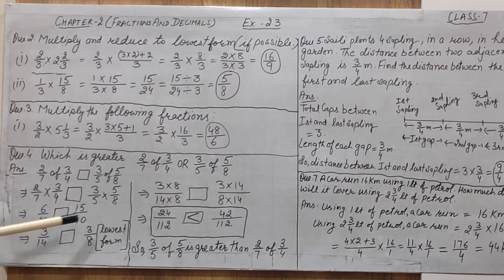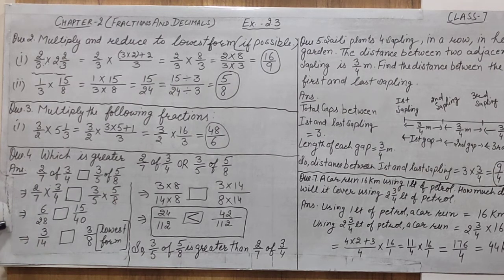Replace these two fractional numbers with their lowest form. And how can we do that? If the numerator and denominator can be divided by the same number, we divide both by that number. As you know, 6 and 28 can both be divided by 2.